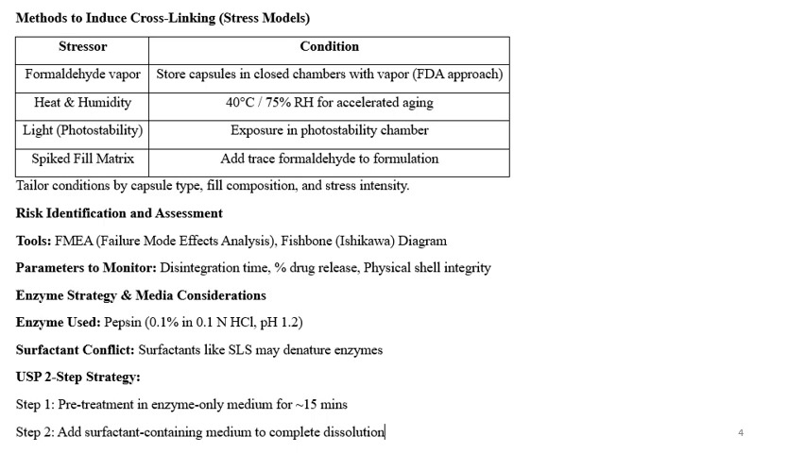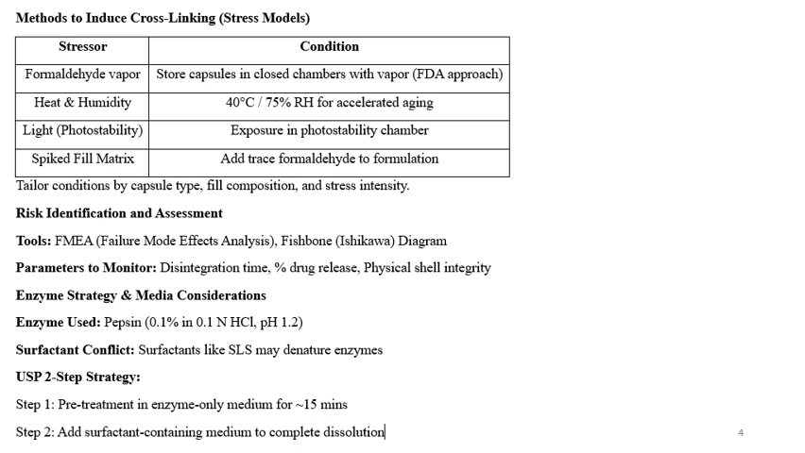Enzyme strategy and media considerations. Enzyme: use pepsin 0.1% in 0.1 normal HCl or pH 1.2. Sometimes pancreatin can be used if the dissolution media is basic. So depending on the media pH, we can use the enzymes, and we should use the enzymes at a concentration which is optimum for the dissolution.